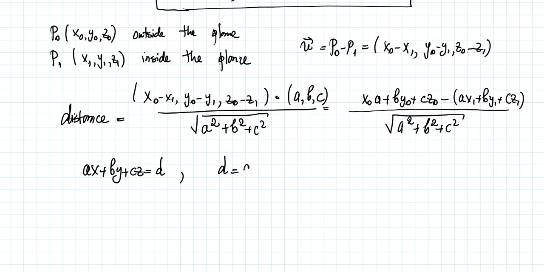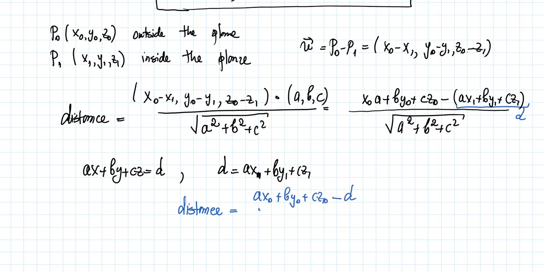It was actually equal to ax1 plus by1 plus cz1, right? Where x1, y1, and z1 are the components of the point on the plane. This is d. So actually this term here is the d, okay? So the distance formula is equal to ax0 plus by0 plus cz0 minus d, divided by the square root of a squared plus b squared plus c squared.